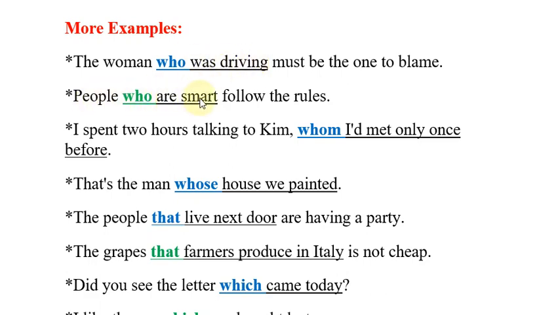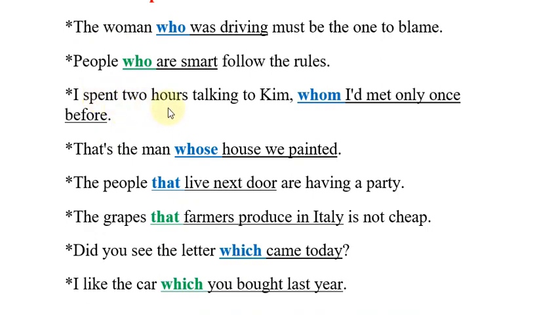People who are smart follow the rules. Which people? People who are smart. Adjective clause, it gets back and talks about people, the noun before that. I spent 2 hours talking to Kim, whom I'd met only once before. This whom I'd met only once is the adjective clause, and it talks about Kim, the noun before it.